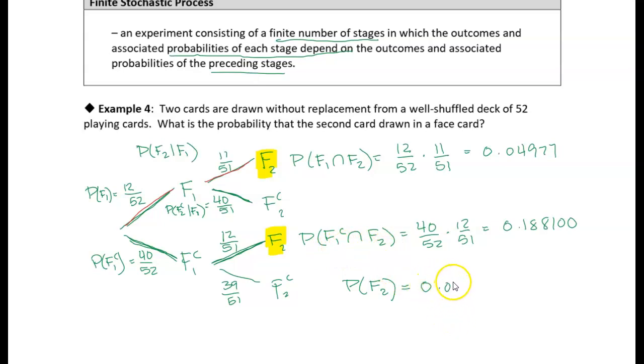0.04977 plus 0.188100. Add that up, I get 0.23077. So that's my final answer: about a 23% chance of drawing a face card on the second draw.